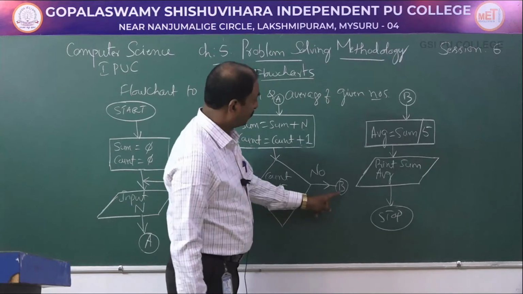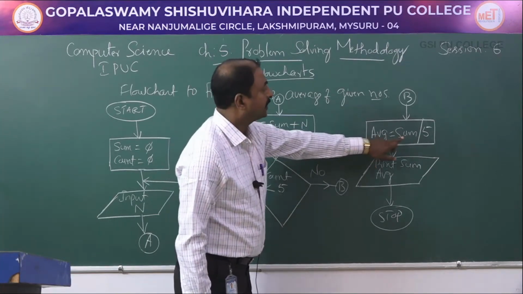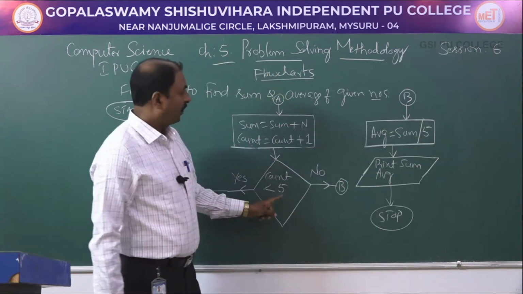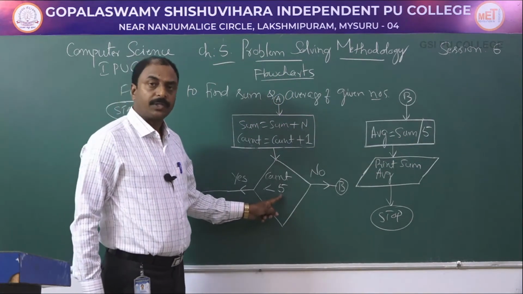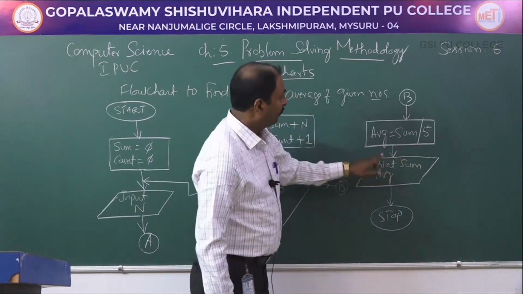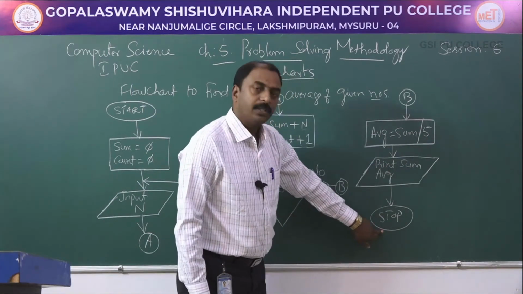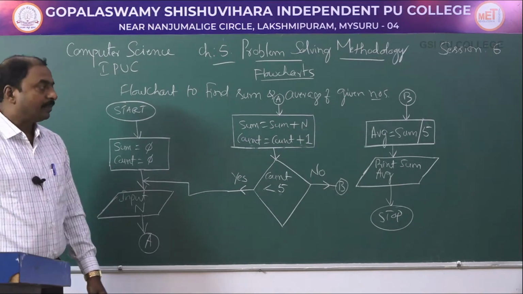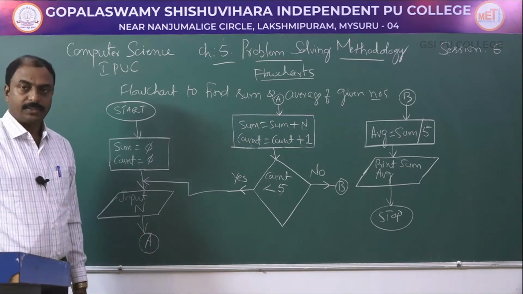So if it is no, we have to find out the average, sum divided by 5. Why is it 5? 5 numbers. We have to find out sum and average of 5 numbers. Print sum and average, stop the flow chart. So this is a flow chart to find sum and average of 5 numbers.